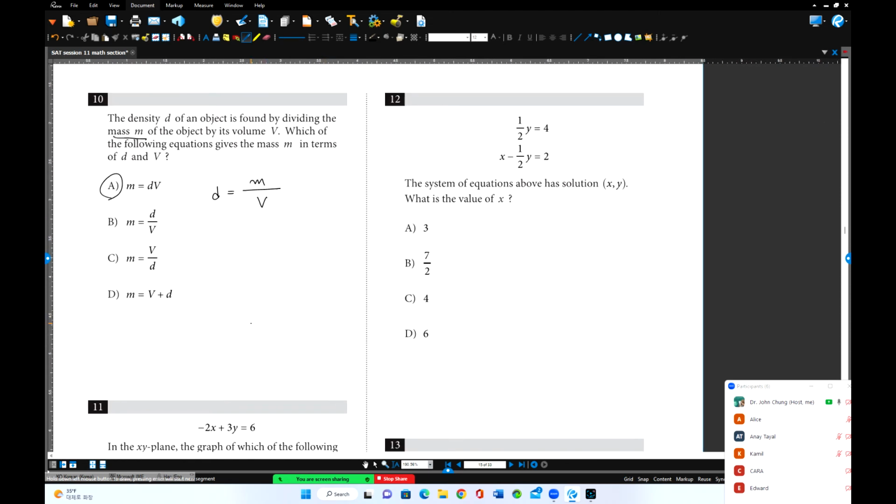Number 12, we need to find the value of x. So we replace the y with the 8. This is y equals 8, isn't it? We already got that over here. Replace over here, 8. x minus 1 over 2 times 8 is 4. So 4 equals x minus 2, x equals 6 is the answer.